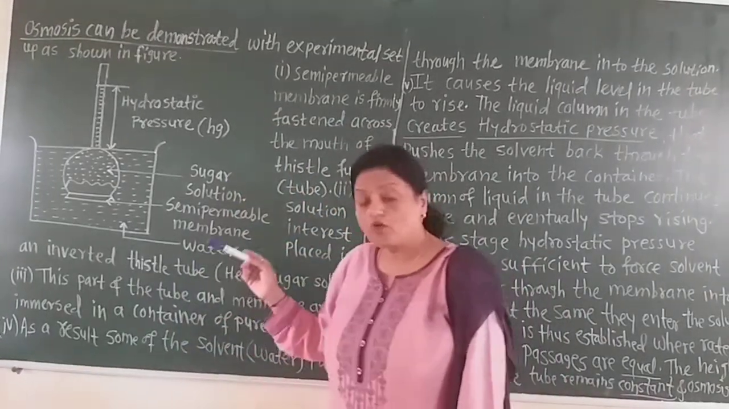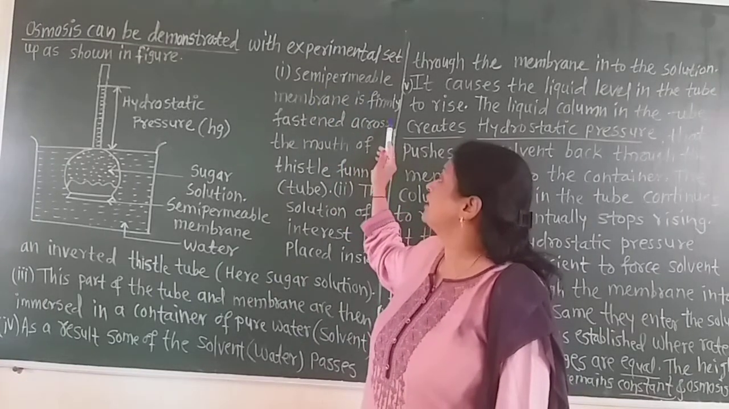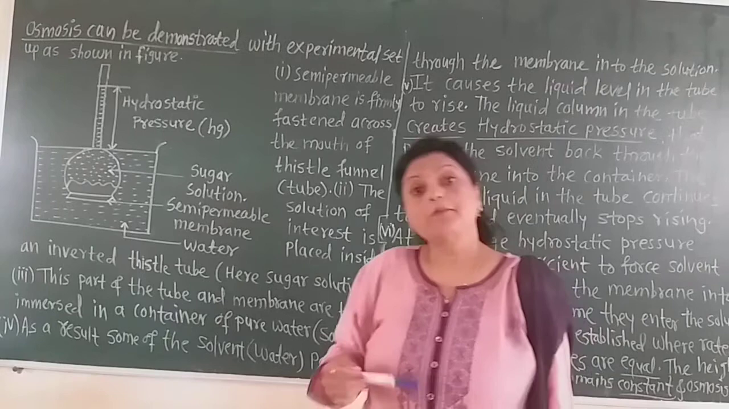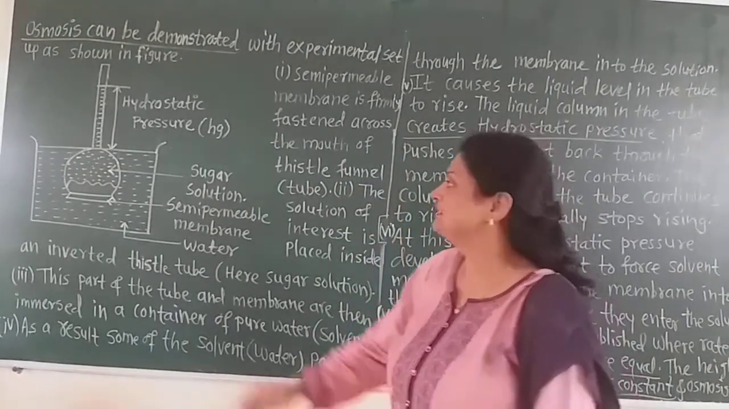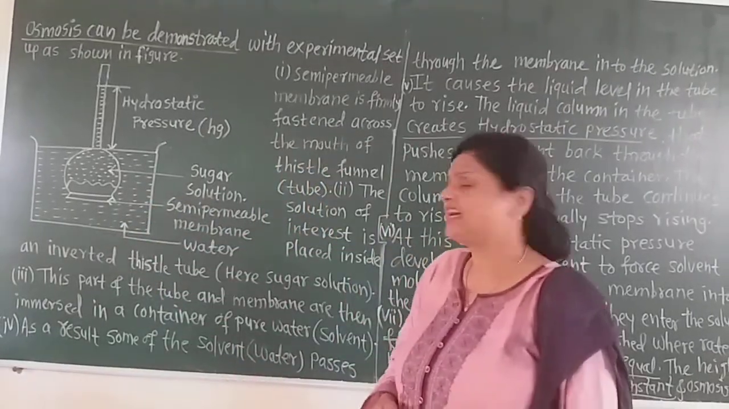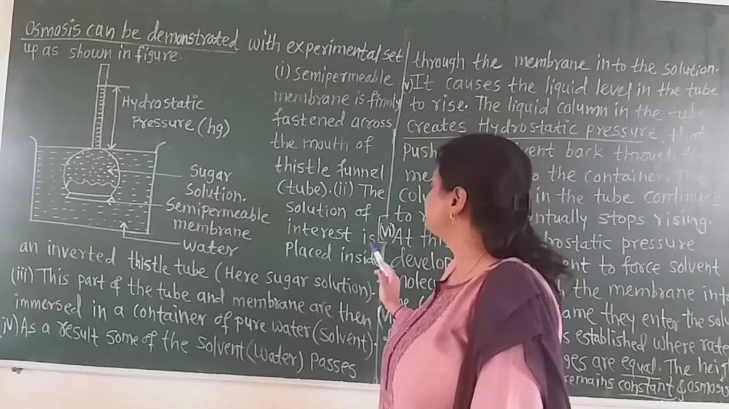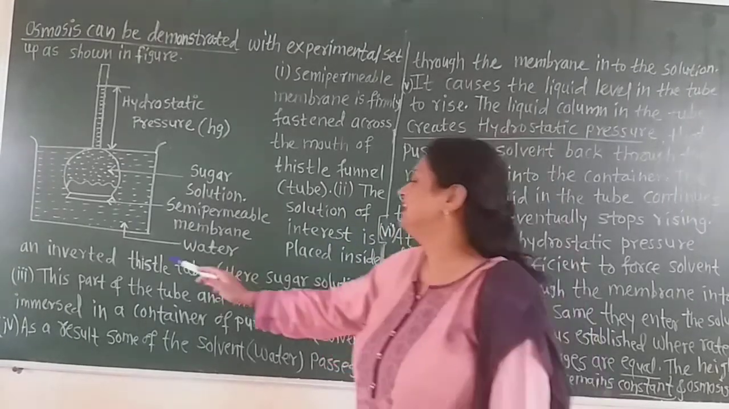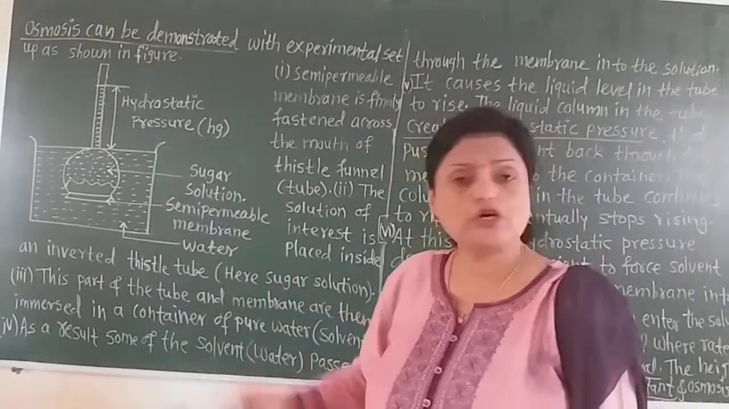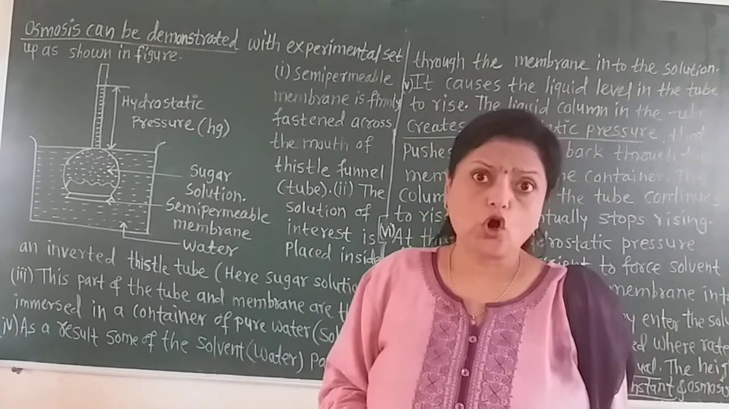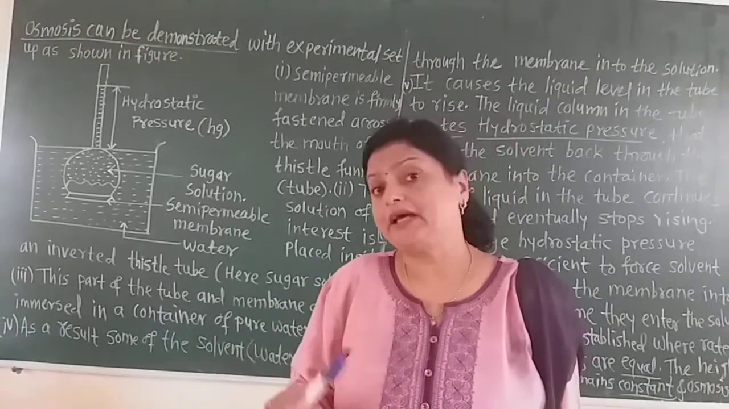Now let us learn what is in this experiment. A semi-permeable membrane is tightly fastened across the mouth of the Thistle funnel. Now this is the semi-permeable membrane which is tightly fastened. Now the solution of interest is placed inside the inverted Thistle tube. Solution of interest means here the sugar solution. You can take any solution, it may be a non-volatile and non-ionizable solute.